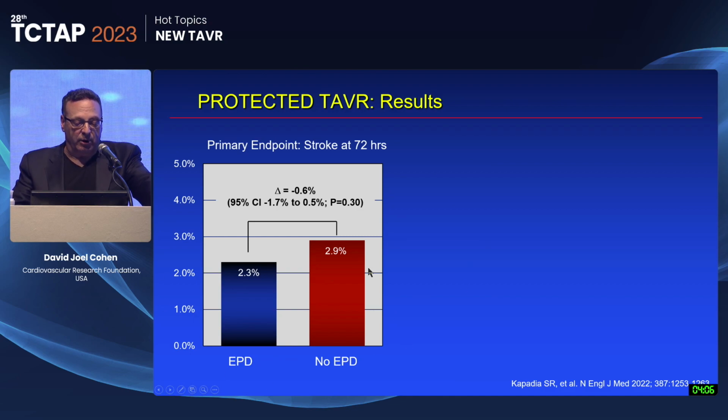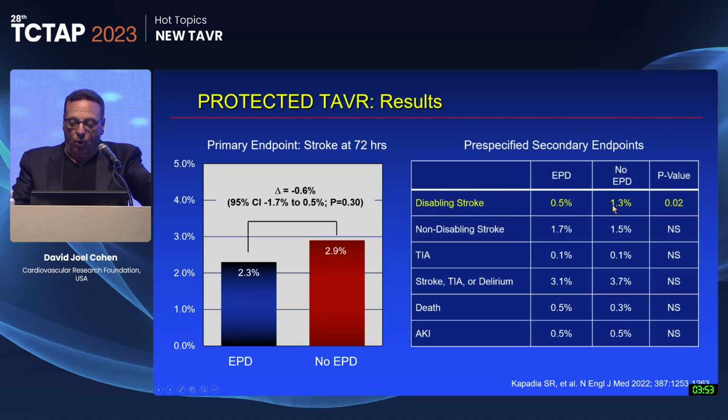And here is the primary results. There was no statistically significant difference, not even close, to a reduction in overall stroke. The relative difference here was about a 20% relative reduction, but again, not at all statistically significant. But what was very interesting and intriguing was the signal for disabling stroke, where there was about a 60% relative reduction and a 0.8% absolute reduction in disabling stroke, which was one of 6 pre-specified secondary endpoints.